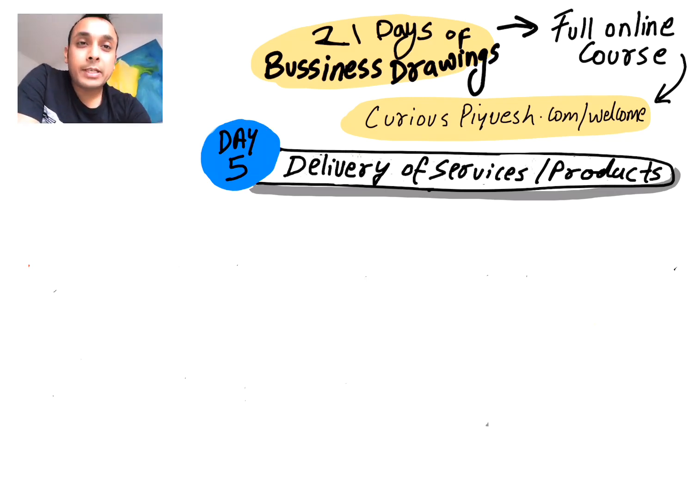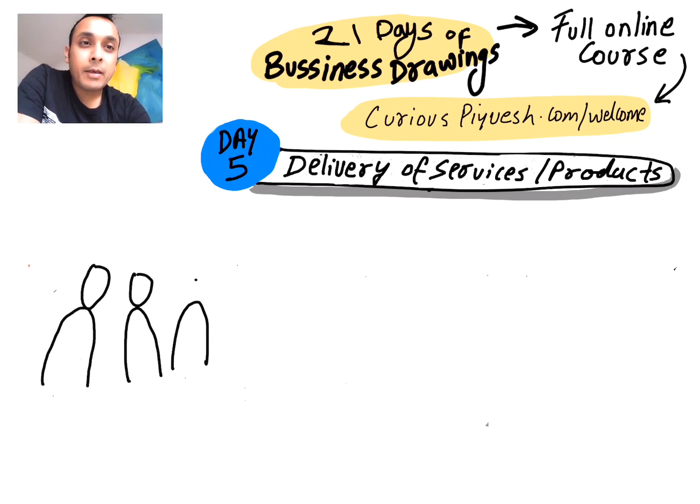So let's say we have a team which makes a service and then it's delivered to the customer. So let's draw a team who is making some services. So let's say this is our team. And to show a team, always encircle them.